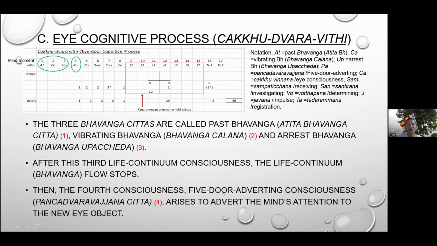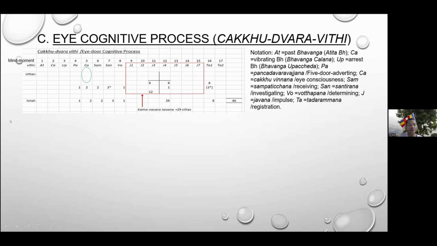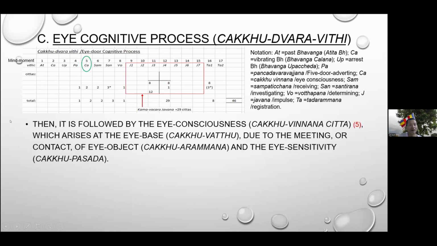the consciousness called 5-door averting consciousness, or Pancha Dwara Vajjana citta, which is to avert the mind's attention to the new eye object. That means when the object comes in, after the lapse of the 3, this 5-door averting will avert the mind towards that new object. Then the 5th one would be the Cakkhu-vinnana citta that follows.